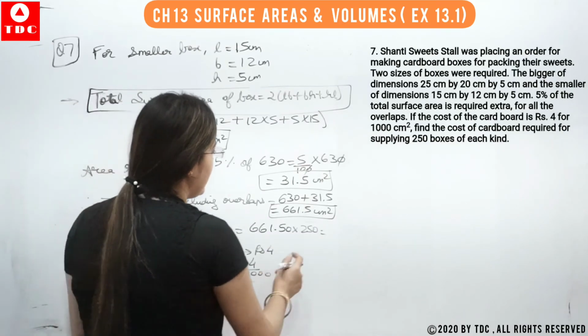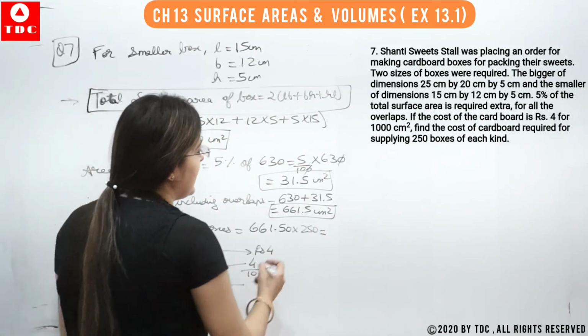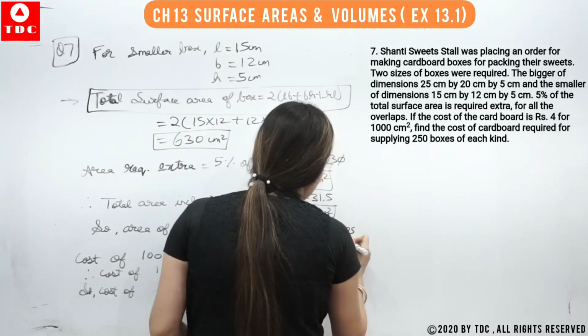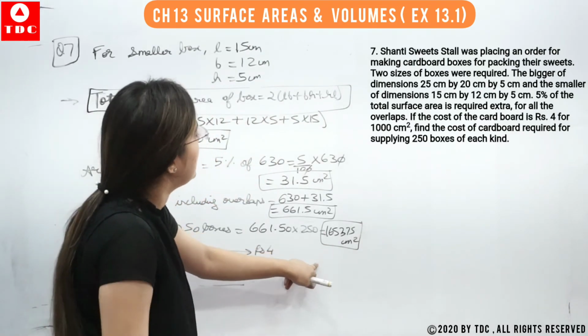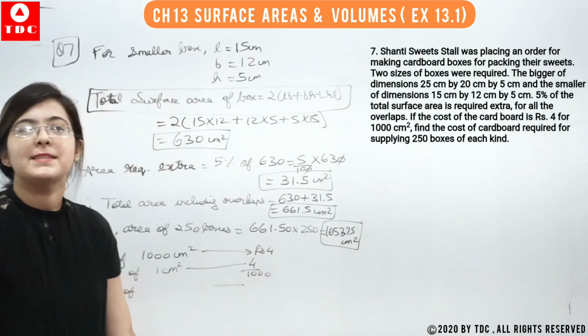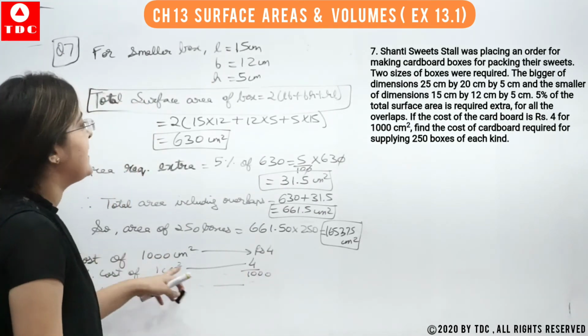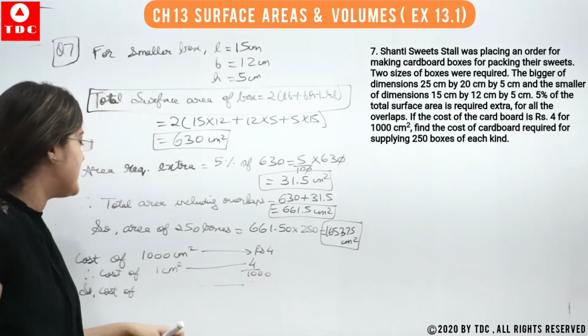How much will you get here? Multiply it, students. The total area you will get 165,375 centimeters square. Okay, what will be the total area you will get? 165,375. Now it is given in the question that 1000 centimeter square costs rupees 4.